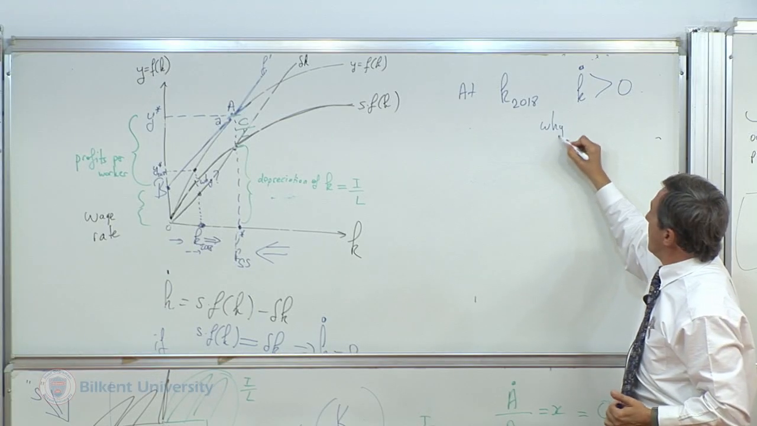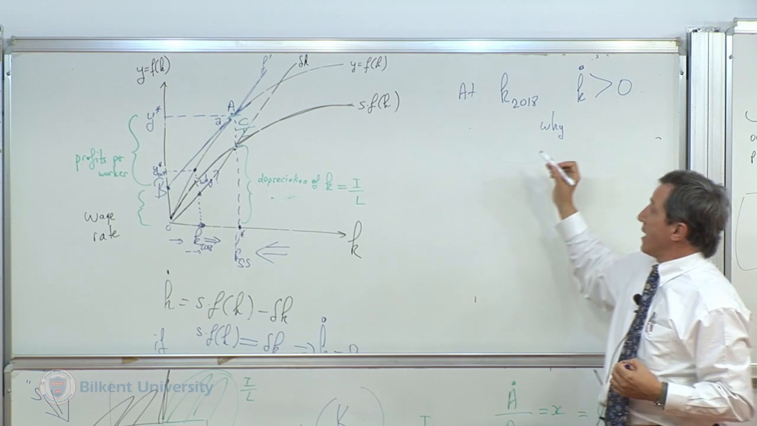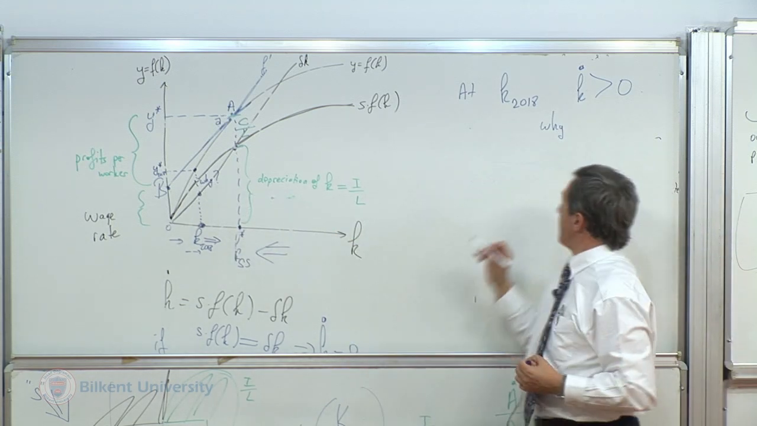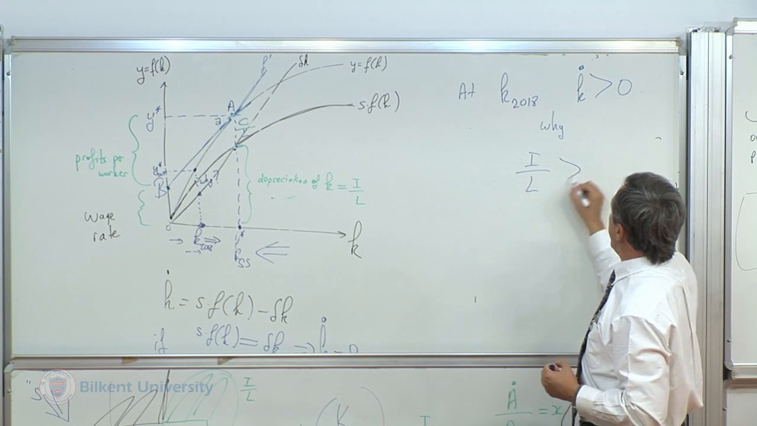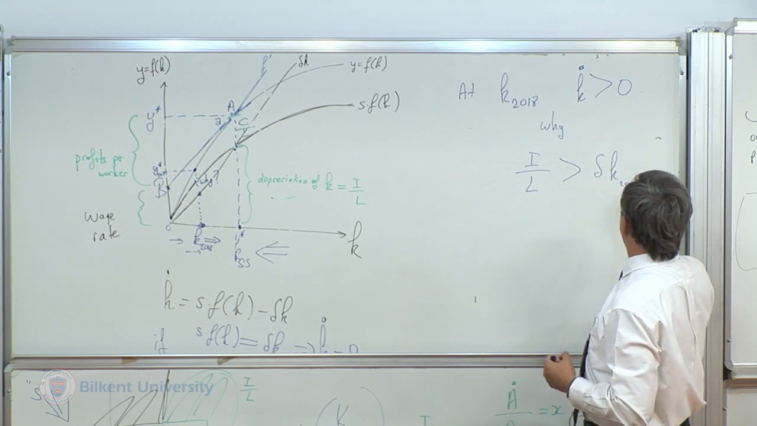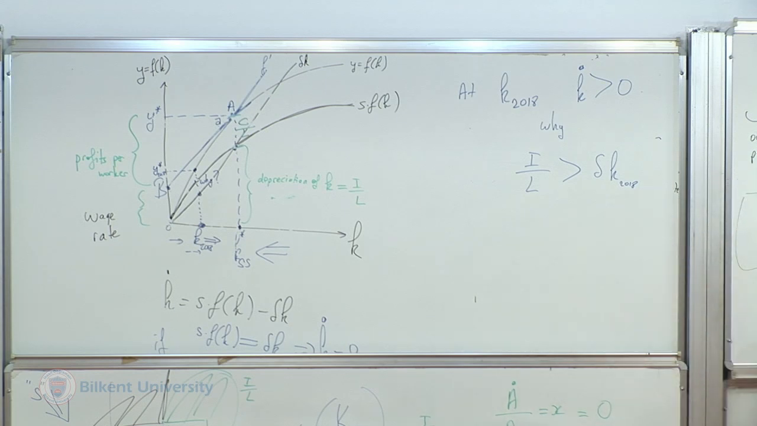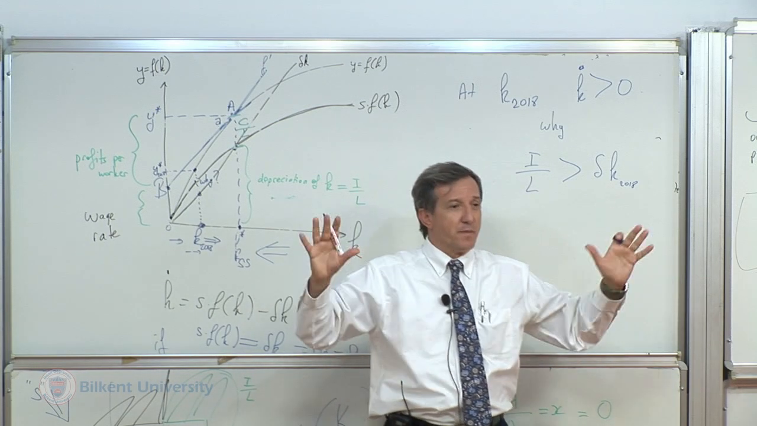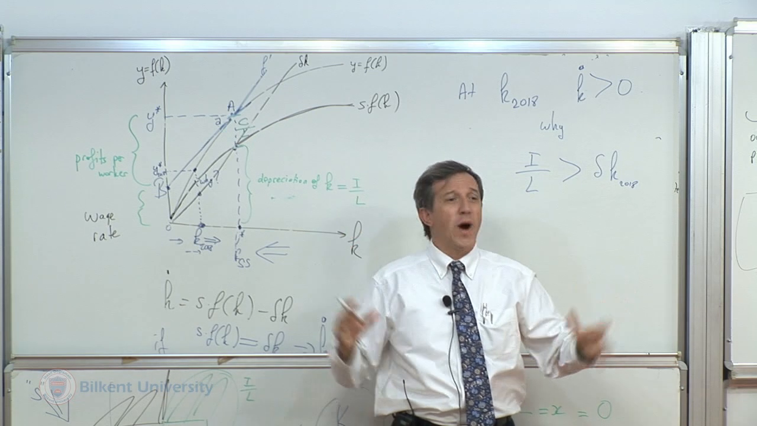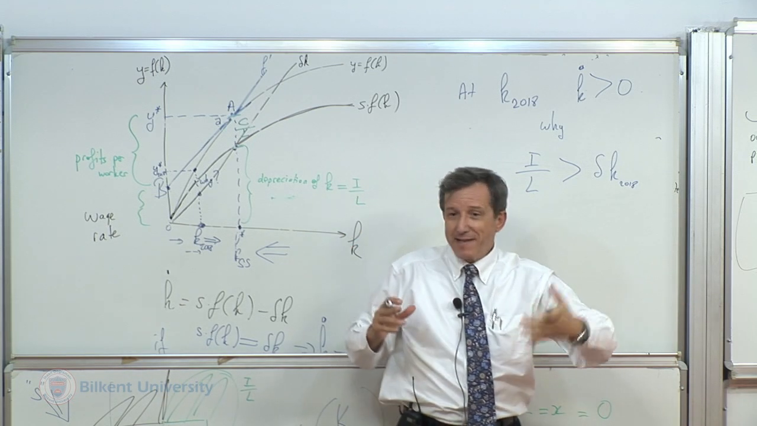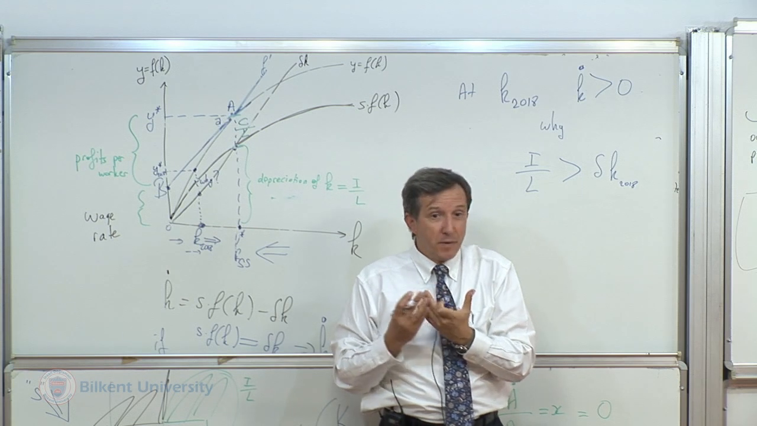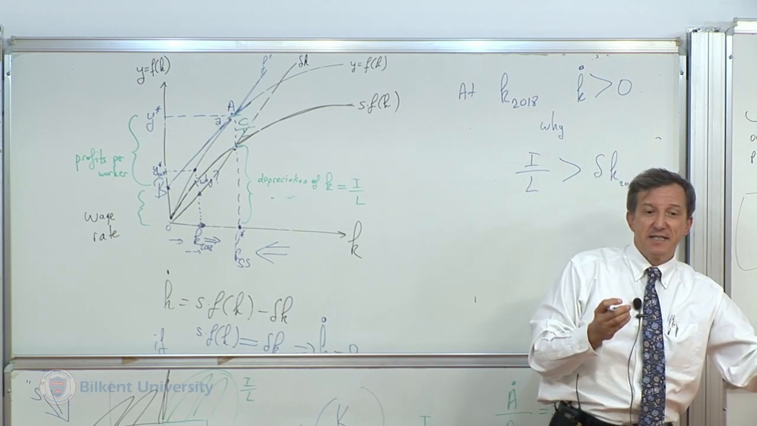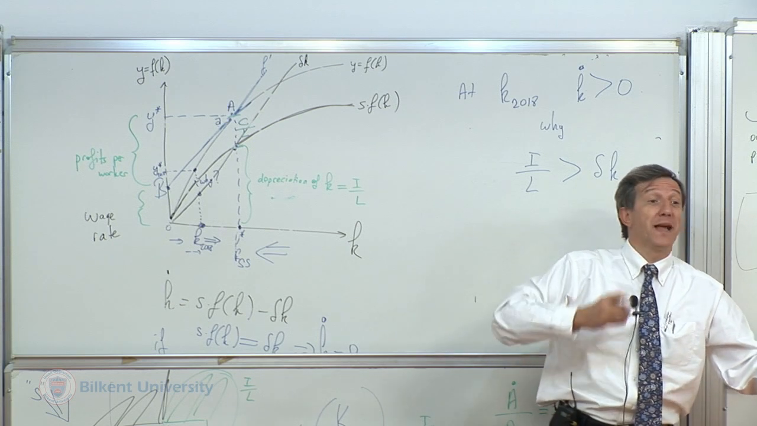Why? The question is, why at K 2018 does investment per labor exceed delta K as of 2018? Why is it? Do not concentrate on the picture. Just think economically. Very simple logic. Very simple rationale. Why should you invest? By investing, you mean not consuming. You are throwing away seeds as corn. You are saving, and therefore you are not consuming.